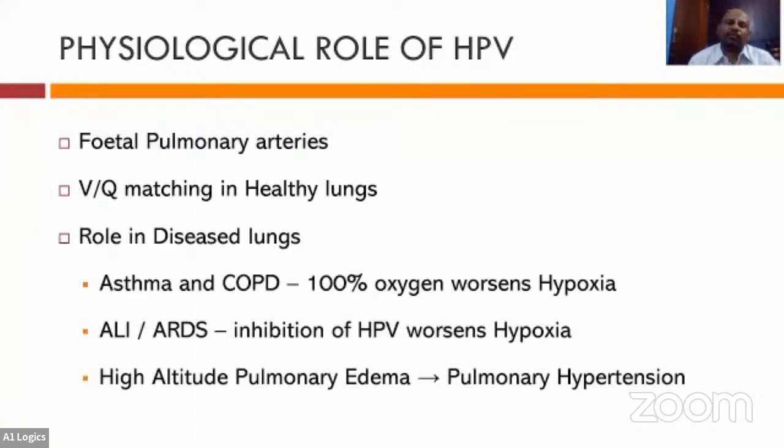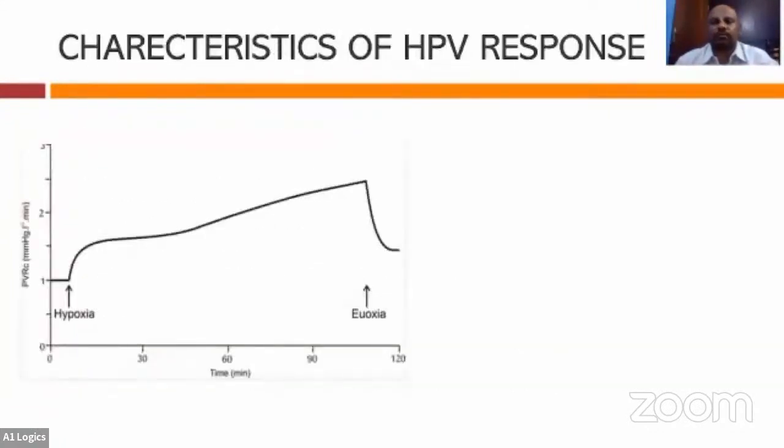In a diseased lung, the role of HPV is that if you have asthma or COPD, 100% oxygenation worsens hypoxia because of this. And ALI, ARDS, high altitude pulmonary edema, and development of pulmonary hypertension are all dependent on the HPV reflex.